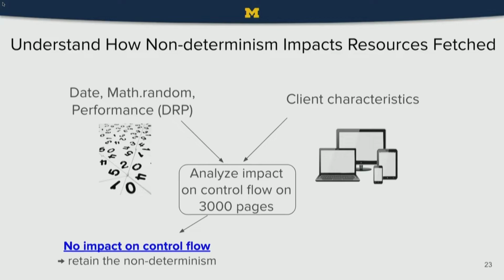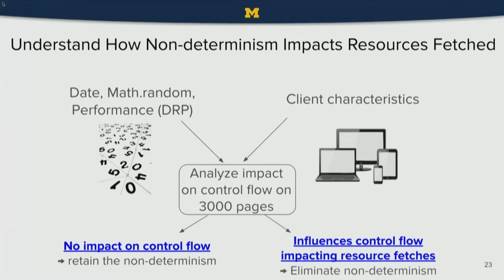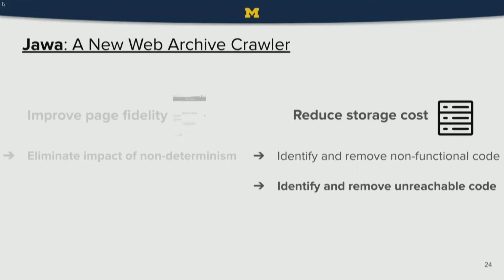First, DRP APIs do not really influence the control flow execution on any of these pages. Rather, they only influence the data flow. And as a result, they do not contribute to poor page fidelity, and Java does not have to eliminate their non-determinism. On the other hand, it turns out that client characteristics were the key contributor to these divergences in URLs. They influence control flow and as a result fetch URLs which were never crawled. And therefore, in order to fix fidelity, Java decides to eliminate any corresponding non-determinism. Now, having fixed fidelity, let's talk about how Java identifies and removes unreachable code.